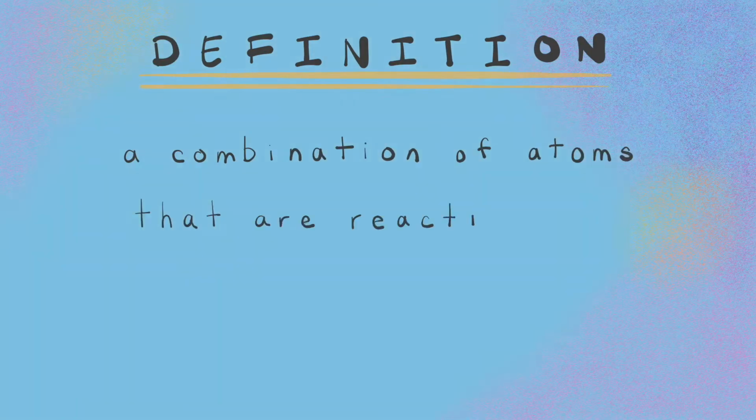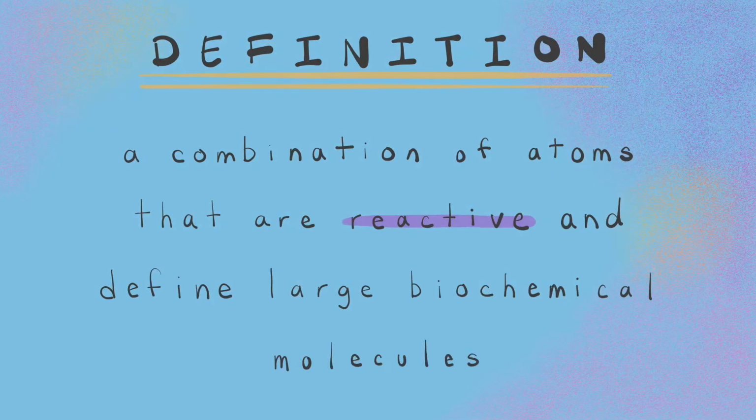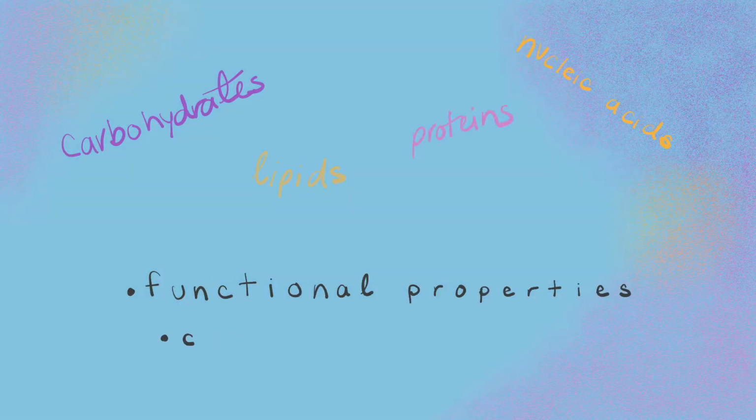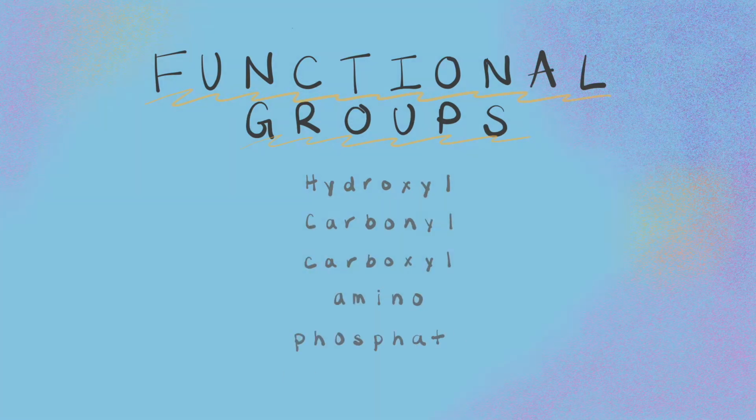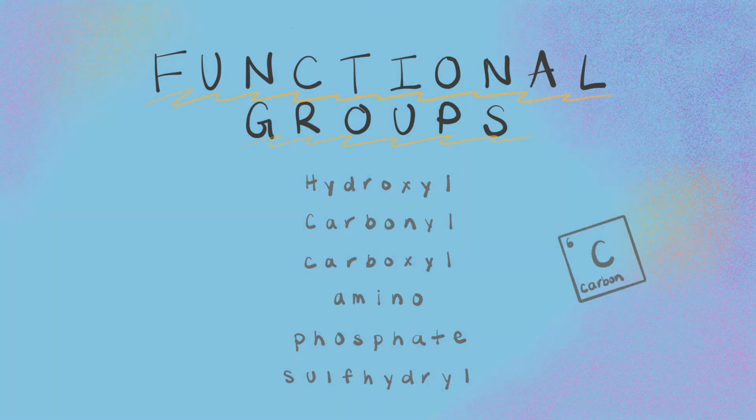A functional group is a combination of atoms that are reactive and define large biochemical molecules. They are responsible for many functional properties and chemical reactions in the body, such as cellular respiration, protein production, and much more. There are 6 functional groups that we will touch on today: hydroxyl, carbonyl, carboxyl, amino, phosphate, and sulfhydryl, which can be present on a molecule to help carry out its functions. R is used to represent the rest of the organic molecule.